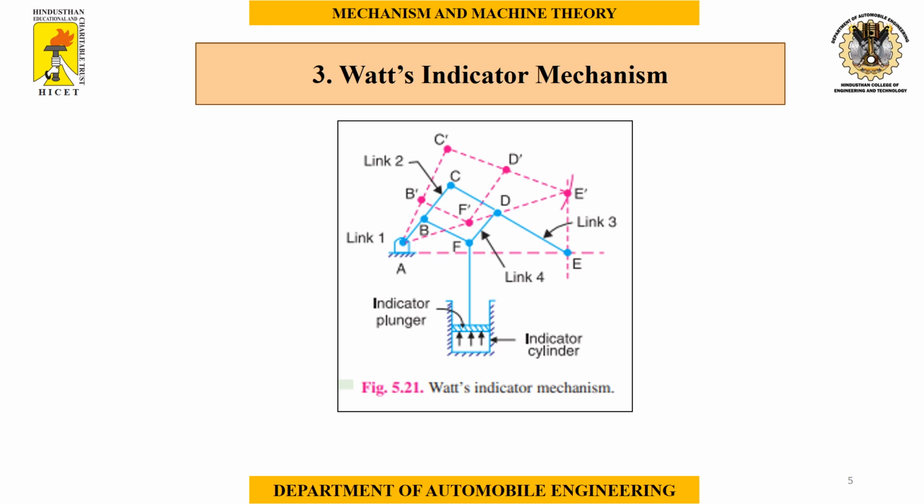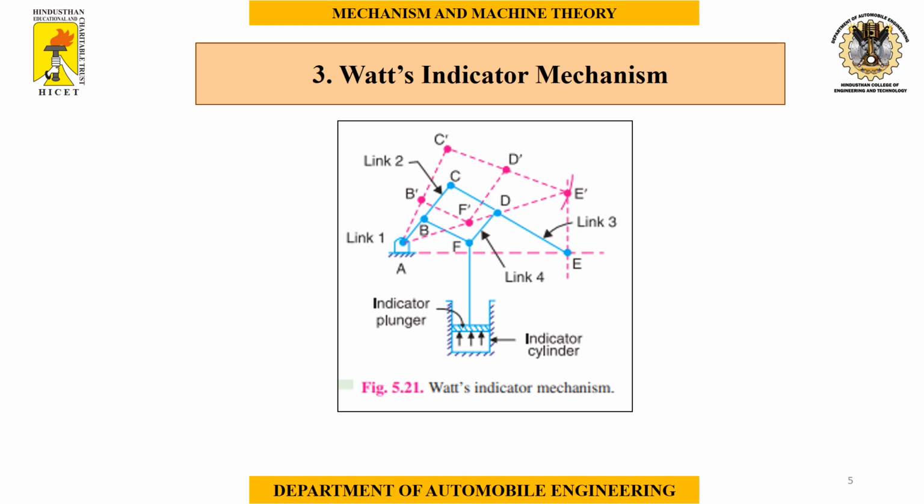Number 3 is Watt's indicator mechanism. This mechanism is used to draw a straight line. Because of that, it is also called Watt's straight line mechanism. In this diagram, link 1 is fixed, link 4 is used to transmit the movement from the indicator plunger to the mechanism, link 2 oscillates and changes the output link to move in a straight line, link 3 acts as output link.